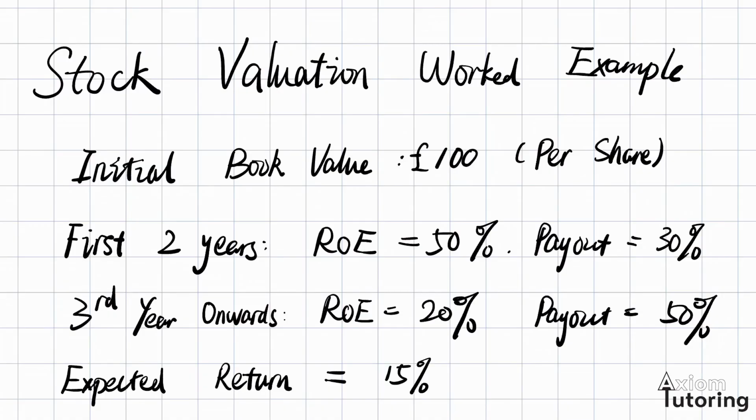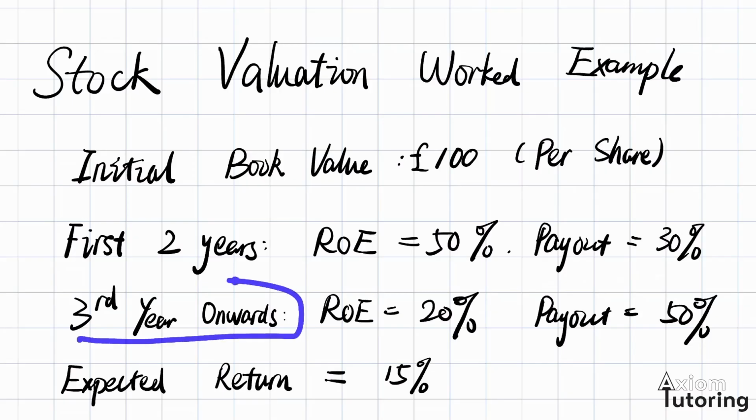In the first 2 years, the ROE is going to be 50%, and the firm has decided to pay out 30% of its earnings as dividend, and so it's implied 70% is going to be reinvested in the firm. So the plowback ratio here is 70%.